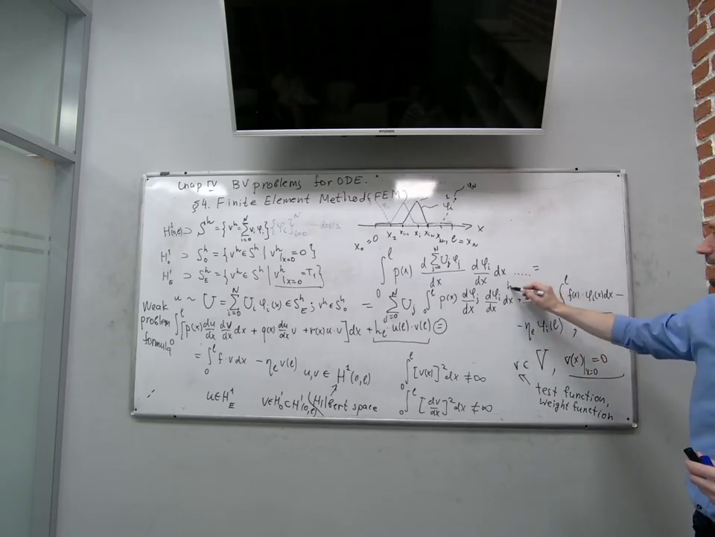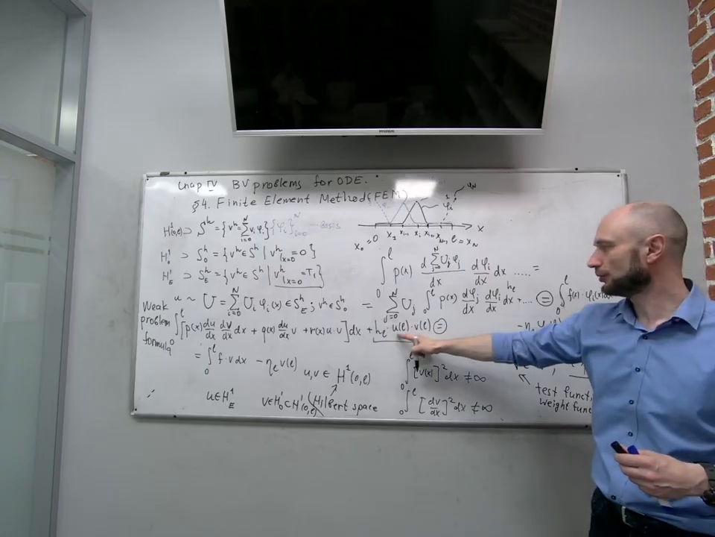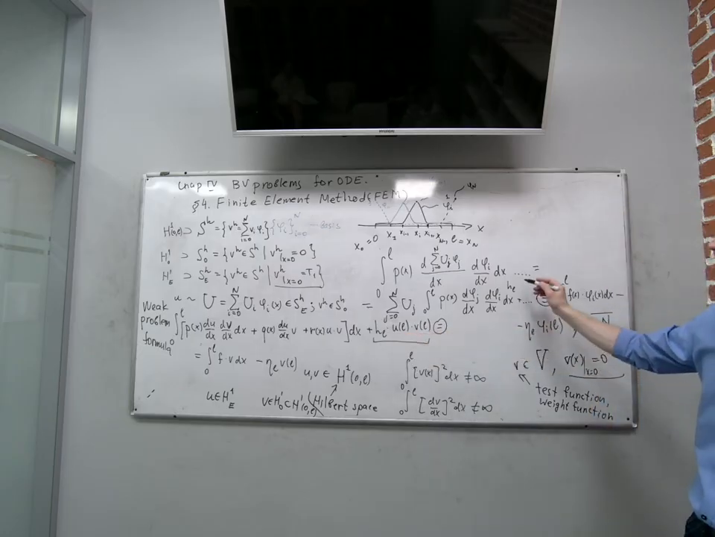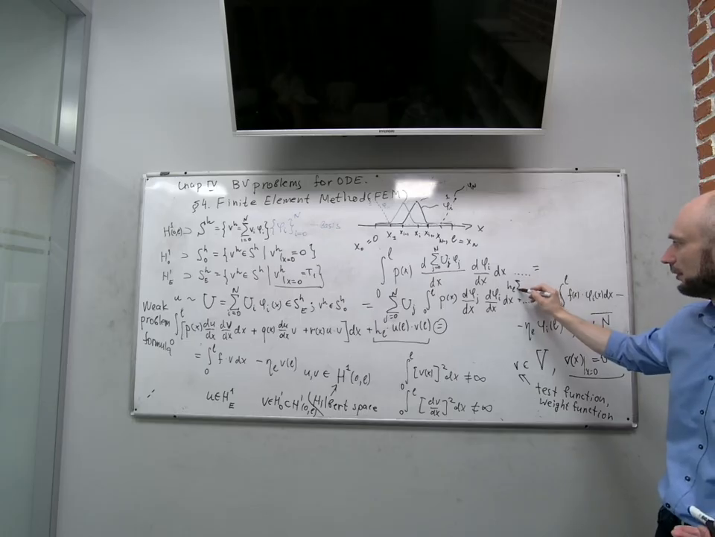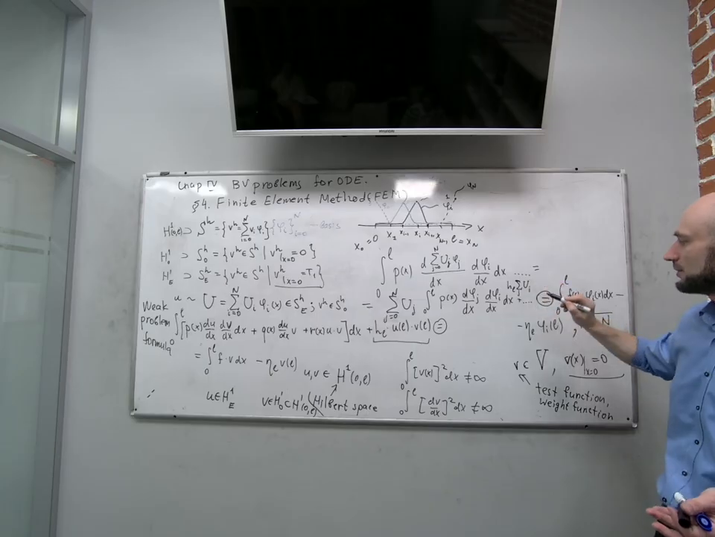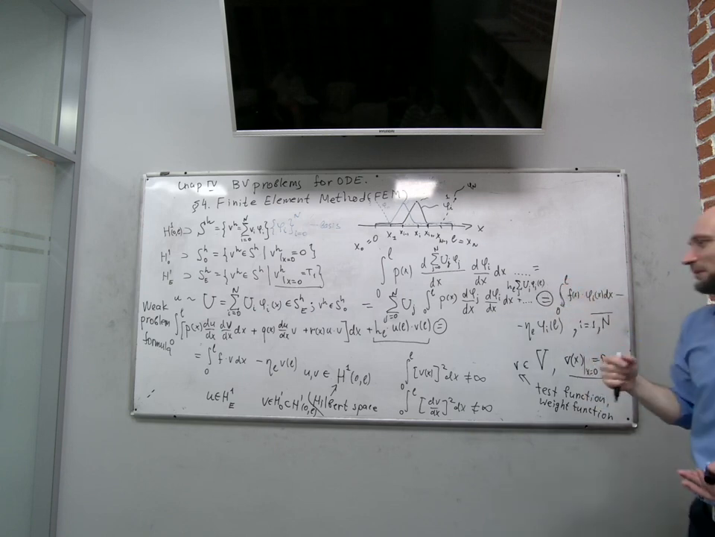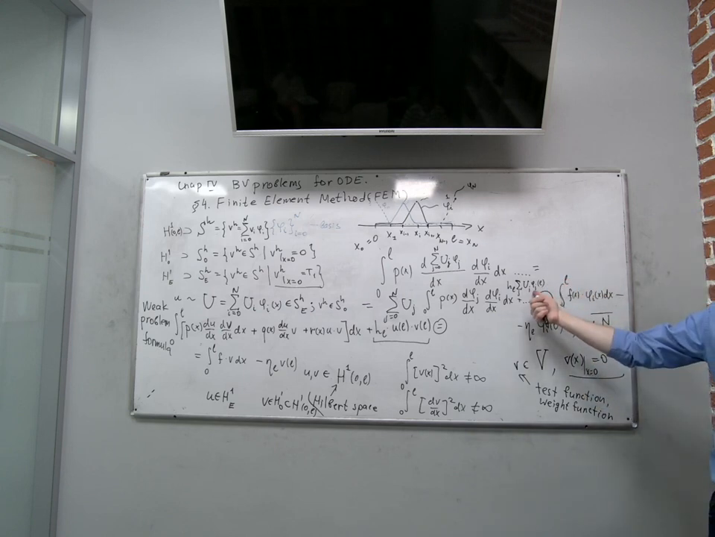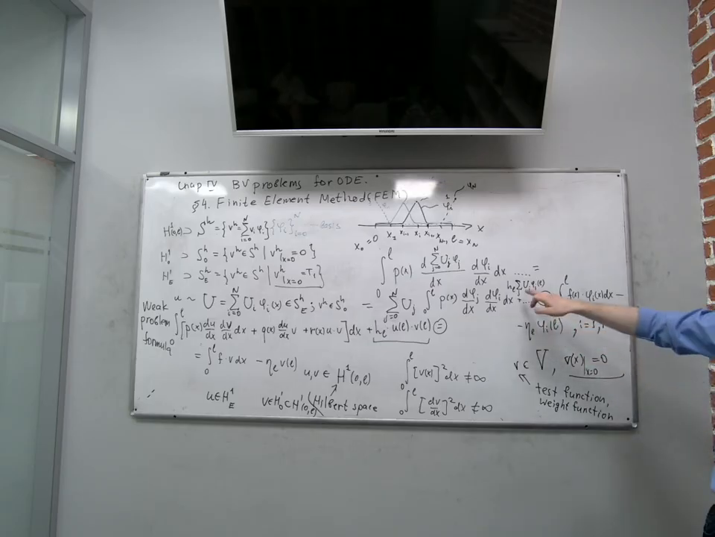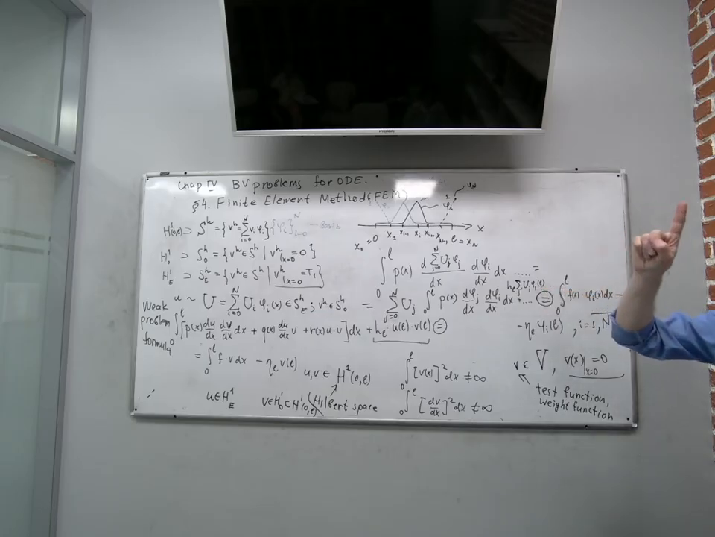Where should I write it? HL. U. What is U? It is a sum by j, u j capital phi j, at which point? At point L. Let me ask you, how many phi j's are different from 0 at point L? Only one. That's why from this sum only one function will remain.